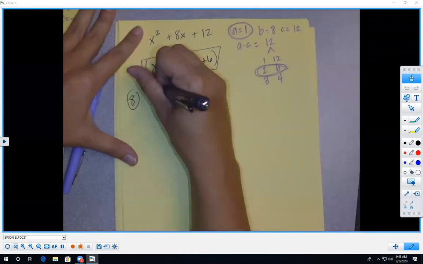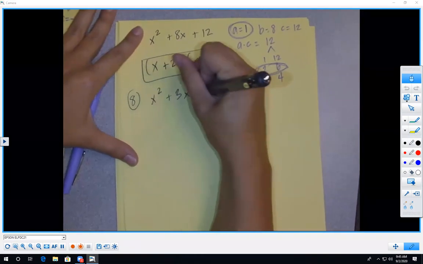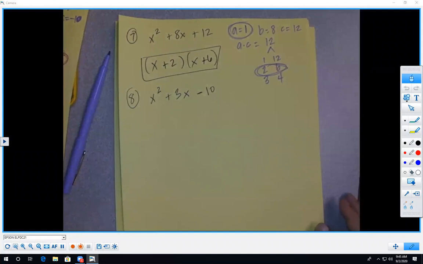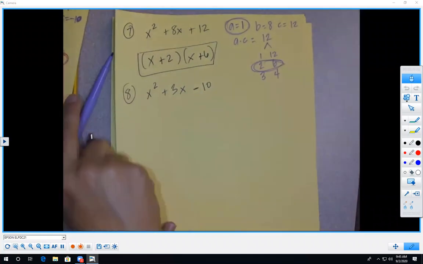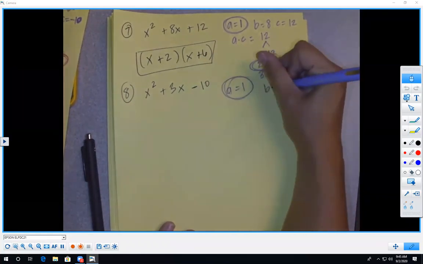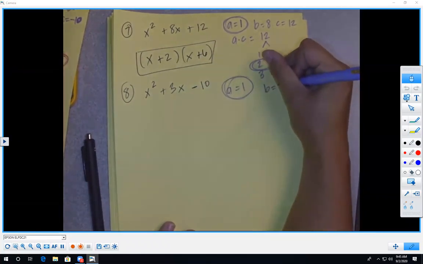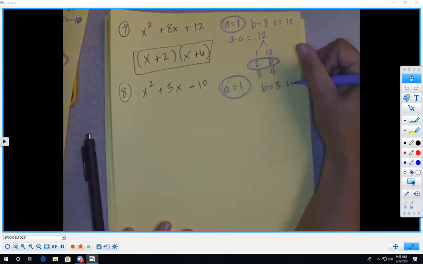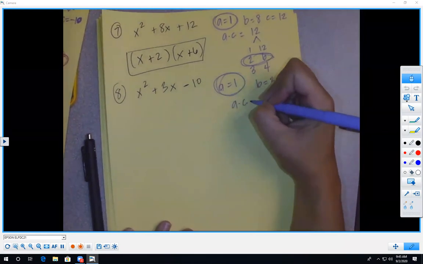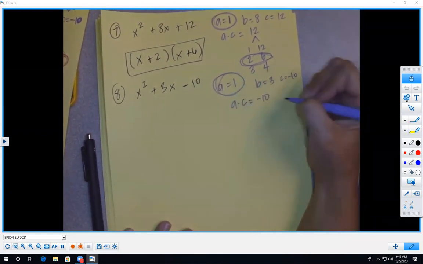X squared plus 3x minus 10. What's my A value? 1. That means it's a shortcut problem. What's my B value? Positive 3. And what's my C value? Negative 10. So A times C is 1 times negative 10, which is negative 10.